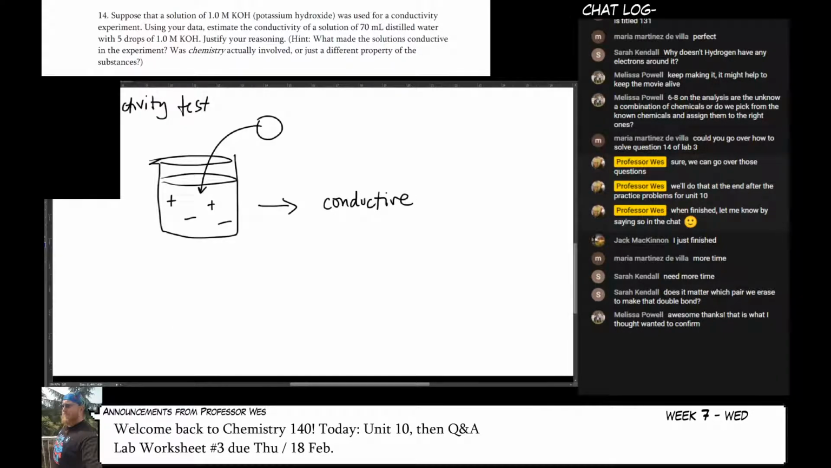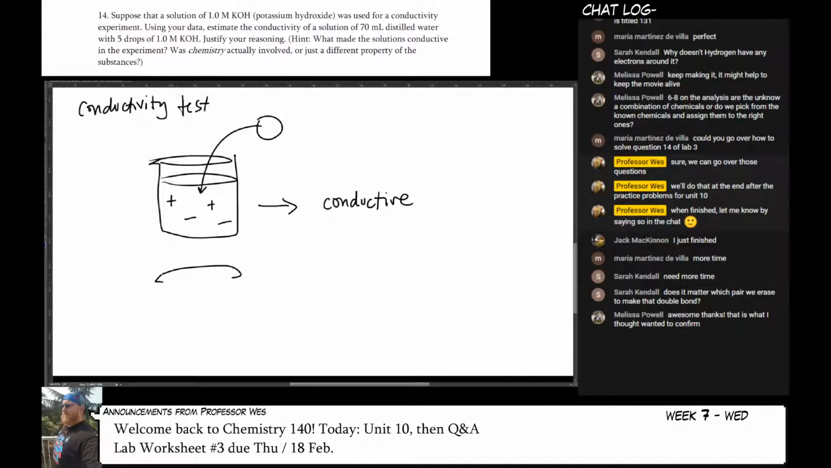Oh, sorry, hold on. There's a window over. There we go, that's part of my screen there. And if you put a solution in that does not split into ions, then you observe that it was non-conductive.